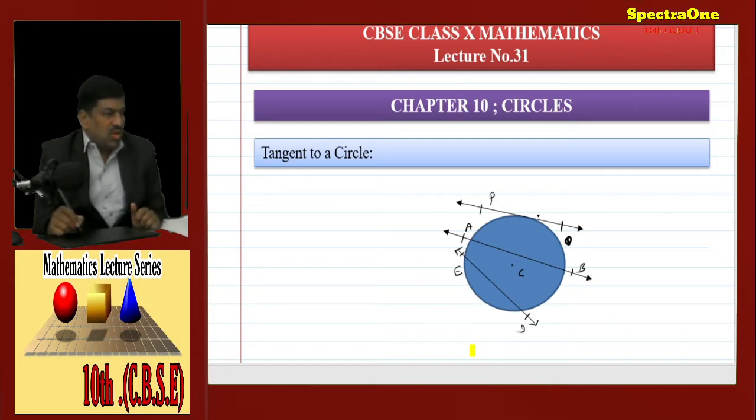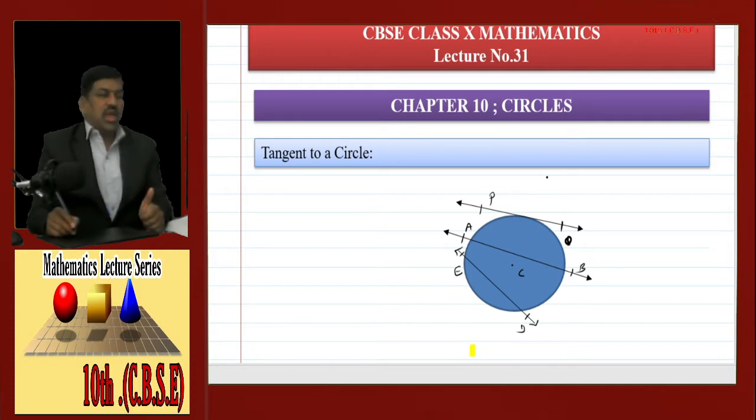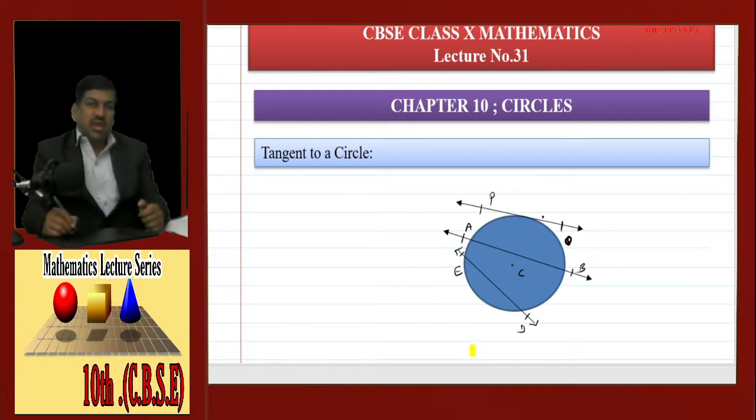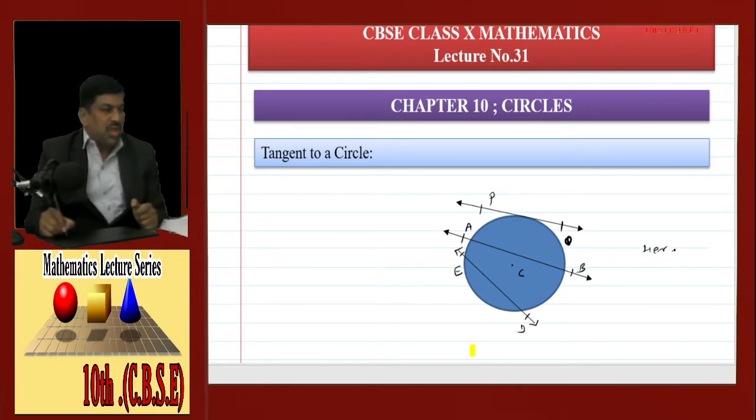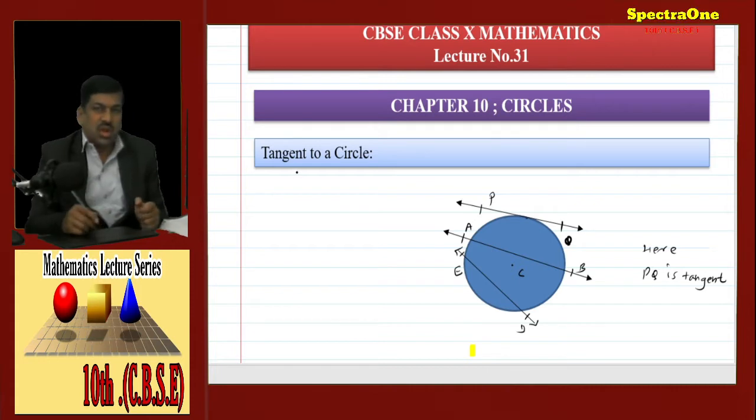So here the line PQ, we say that it is a tangent line, because a tangent to a circle is a line making contact at a single point to the circle. Tangent is a line which touches a circle at a single point. So here PQ is a tangent, making contact at this single point. Such a line is called a tangent to a circle.